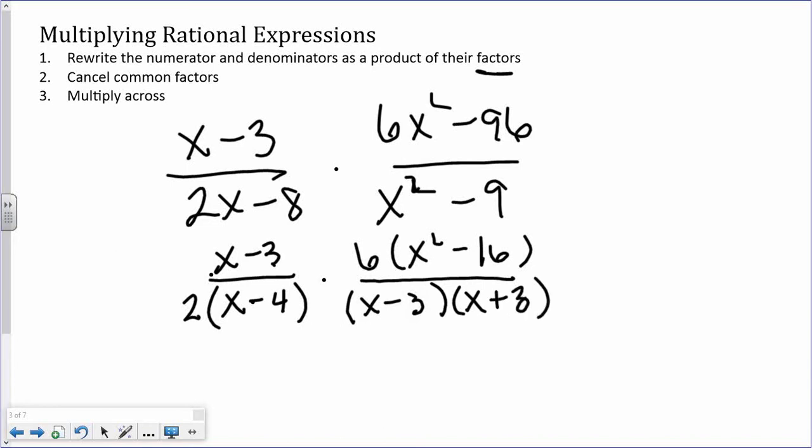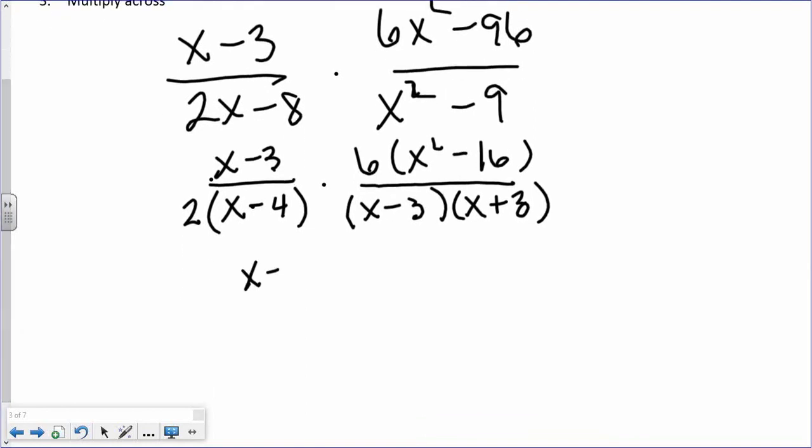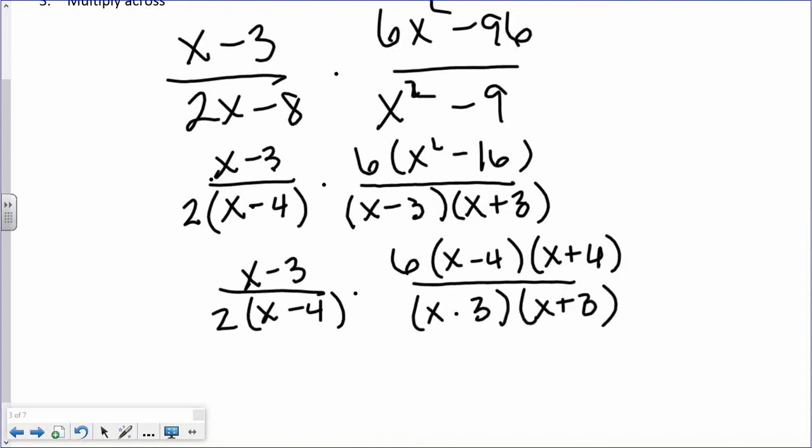So x squared minus 9 factors into x minus 3 and x plus 3. You also might notice that this x squared minus 16 is also a difference of squares because x squared is a perfect square and so is 16. So before I move on, I'm going to rewrite that too. I'm just going to leave my 6 on the outside. X minus 4, x plus 4, and then my denominator, I have x minus 3, x plus 3.